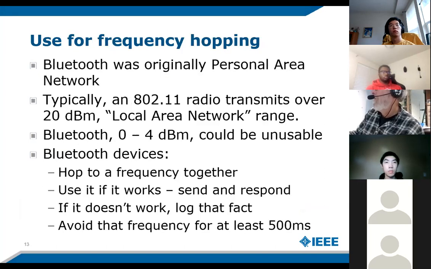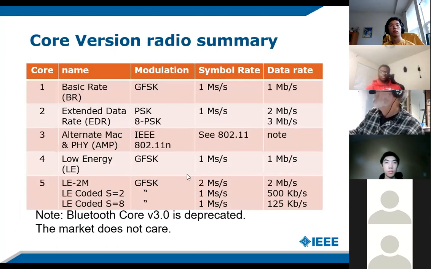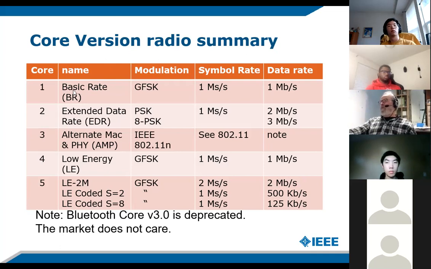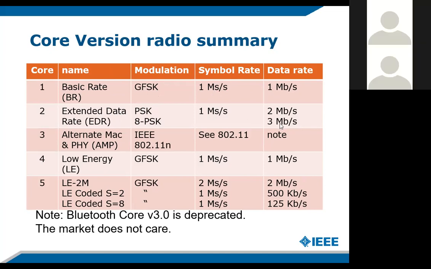So that's that. They adapt and they'll hold off for half a second. This is a summary slide of Bluetooth cores. This one was from 1998, I think. And this one was from 2005, I think, Bluetooth 2. They had extended data rates. They were basically doing frequency shift keying here, and here they put out 4 phases or 8 phases at the same symbol rate so they could run 2 or 3 megabits per second.